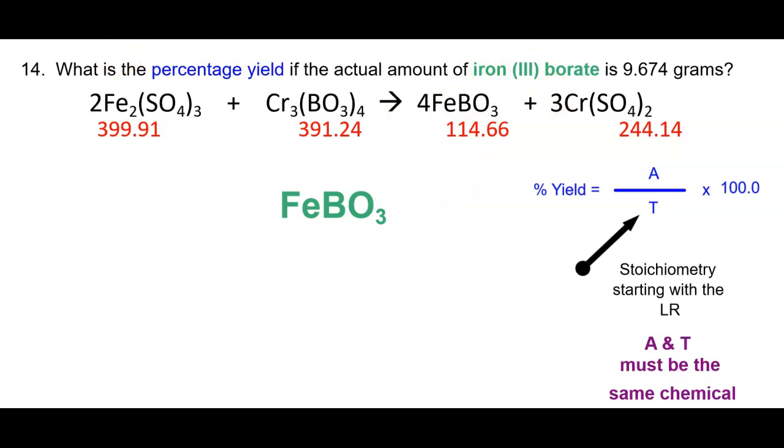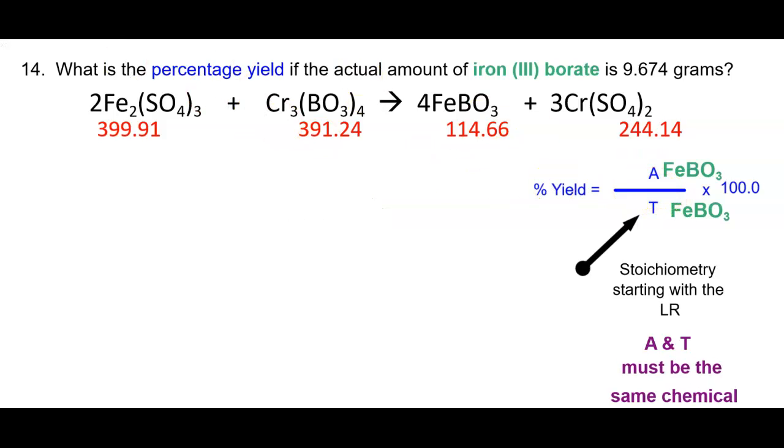The chemical we're looking for, as I read this problem, is iron borate. So both the A and the T must be grams of iron borate. I gave you the actual amount. If you read the problem, you see that the actual amount of iron borate is 9.674 grams. Actual amount could also be referred to as experimental. So the A could be E, experimental, what I actually get in the experiment. The T has to be calculated using stoichiometry starting with the limiting reactant, and it must be of the same chemical that A was, in this case iron borate.